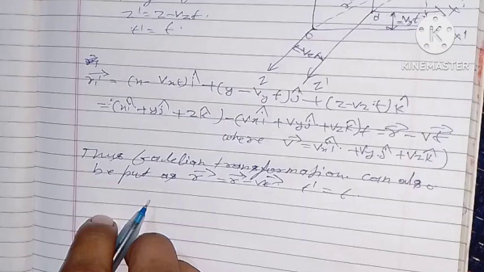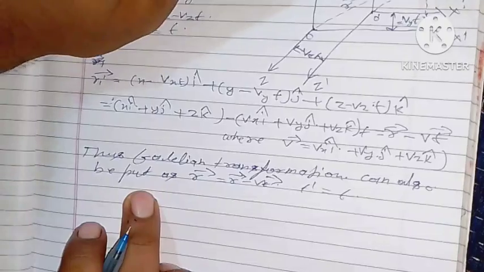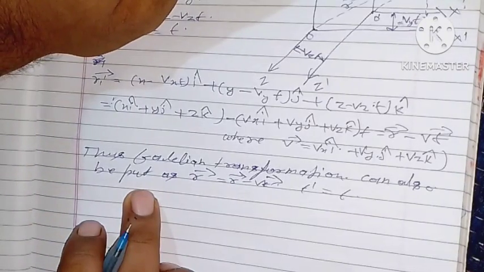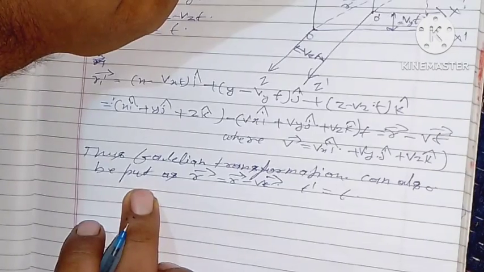We shall, however, restrict our discussion to the simple case where S dash is moving along the x-axis relative to the frame S.